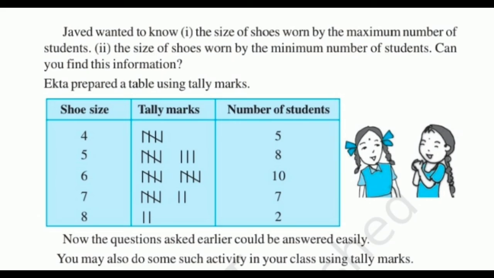students who are wearing size 4. There are 5 students wearing size 5, 8 students wearing size 6... there are 10 students wearing size 6, 7 students wearing size 7, and 2 students wearing size 8. Now the question asked earlier can be answered easily. Yes or no? The maximum number of students are wearing shoe size 6 and the minimum number is size 8.